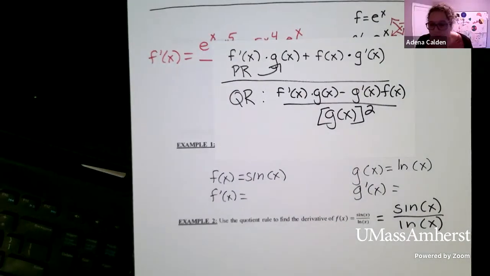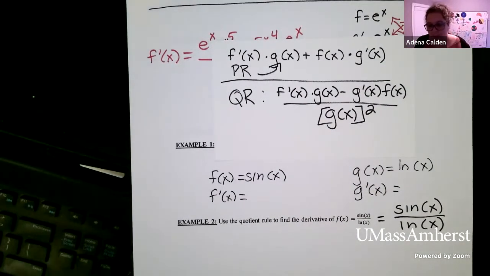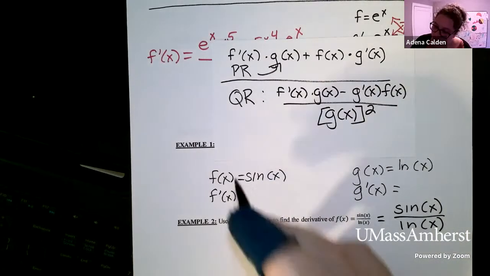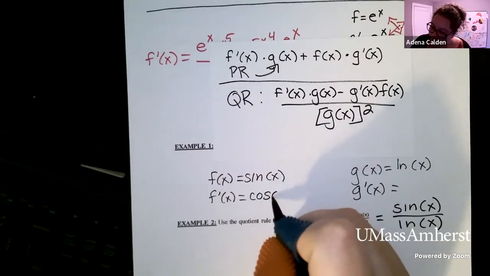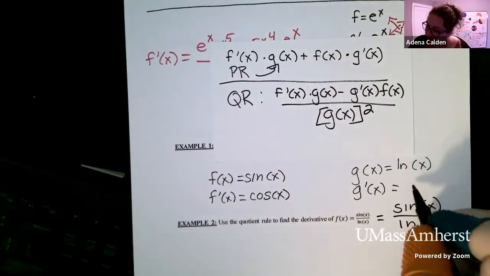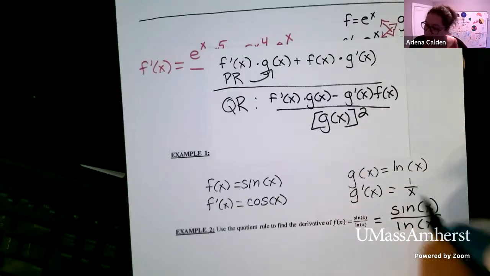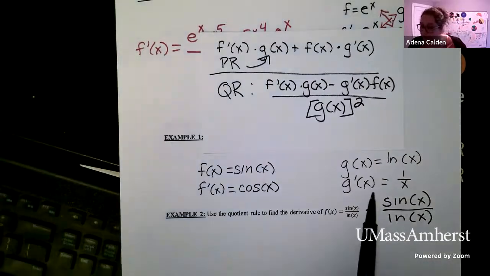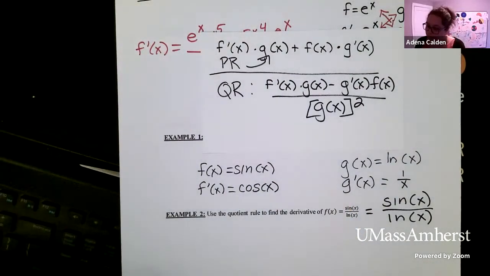All right. So our f function here has to be the one on the top, so that's sine, and our g function has to be the one on the bottom, so that's the natural log of x. Once we have that set up, we want to find each of their respective derivatives. The derivative of sine is cosine, and the derivative of the natural log of x is 1 over x. Now that we have all our pieces, we just have to very carefully plug it into our quotient rule formula.